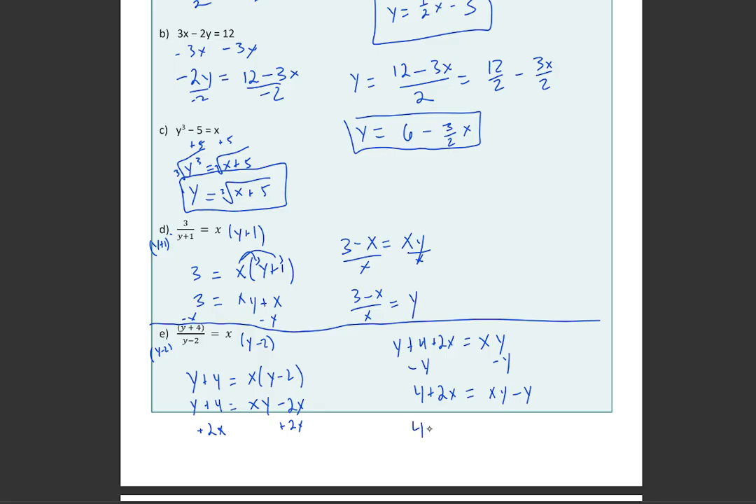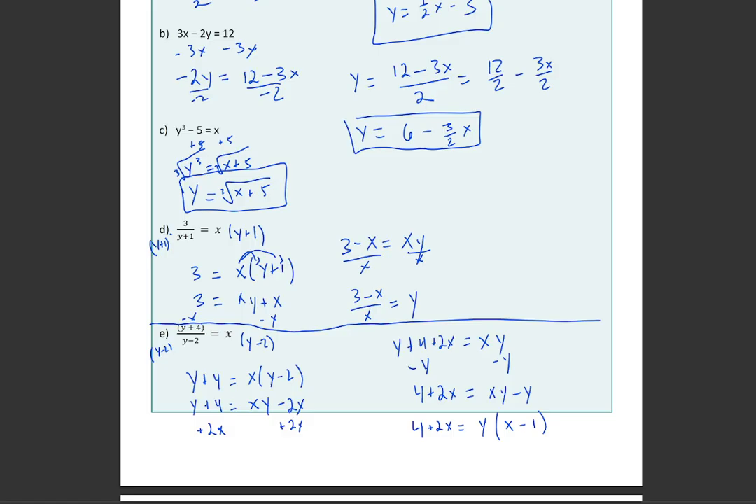So now I can write 4 plus 2x equals y parentheses x minus 1. Essentially, I can factor out the y from both of those two terms. If I factor out a y from xy, I have x. And if I factor out a y from the minus y, I have a minus 1.